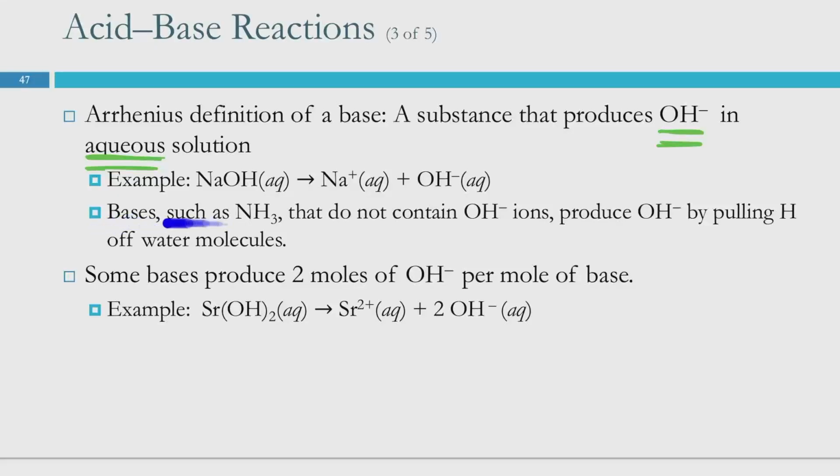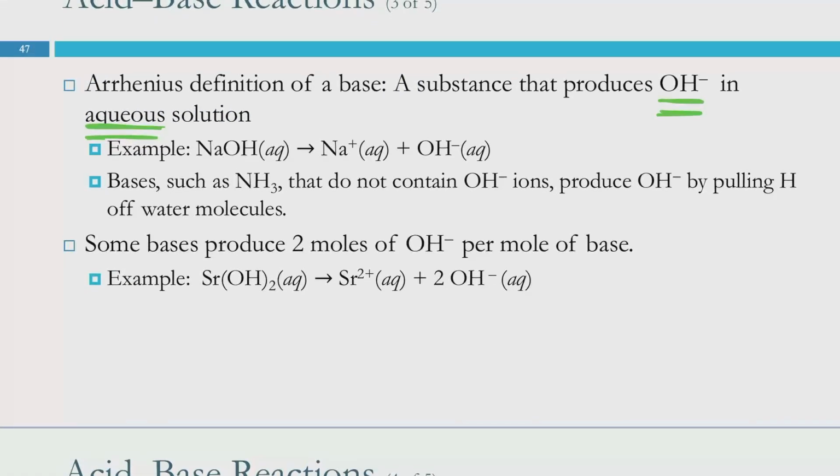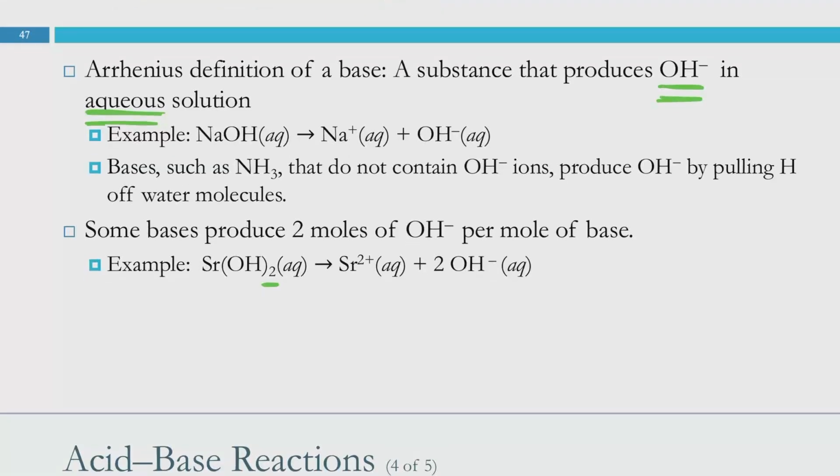There are also bases like NH3 that do not contain hydroxide ions. Since that doesn't directly produce OH minus, that might not qualify as an Arrhenius base. Some bases can also produce 2 moles of hydroxide per mole of base. So something like strontium hydroxide is going to produce 2 OHs. We might call it dibasic, but you probably won't see that show up.